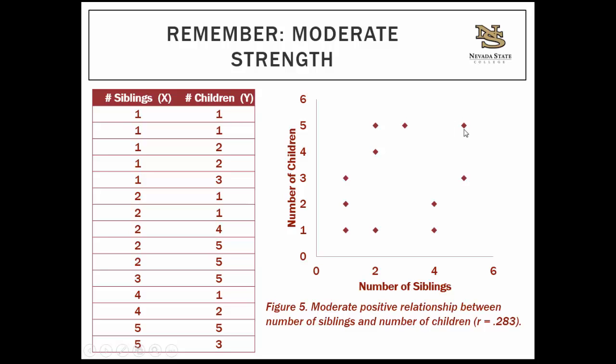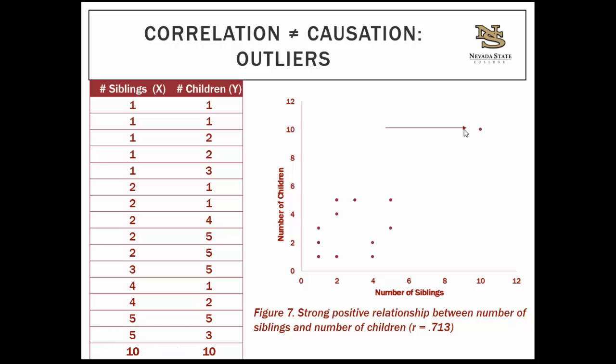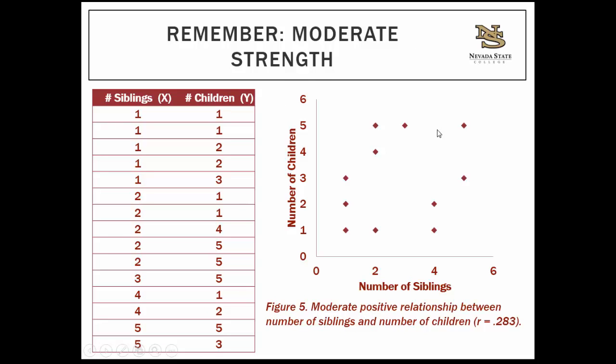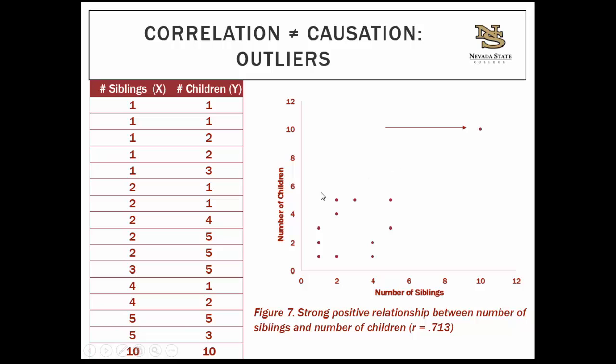What if we added one more person to our data set and they had 10 siblings growing up and had 10 children? Before, if we drew a circle around this data set, it would be a wide-ish circle, kind of football shaped, so we have a moderate strength. Now if we drew a circle around this data set, that circle becomes more narrow. It appears to be stronger, more linear, and it's certainly positive, right?